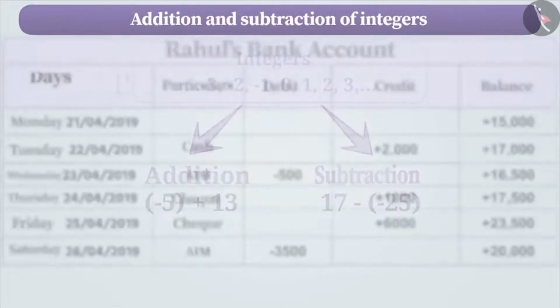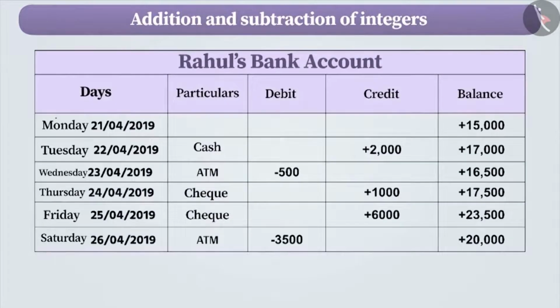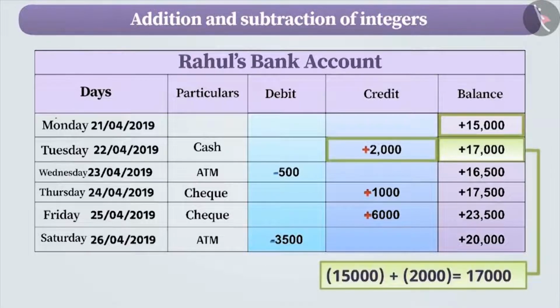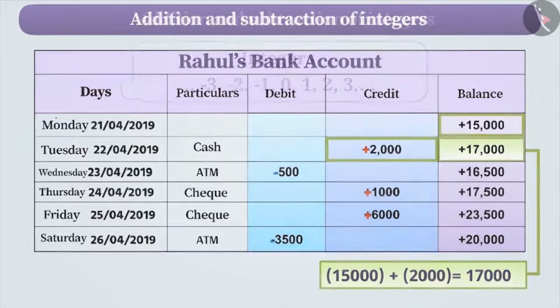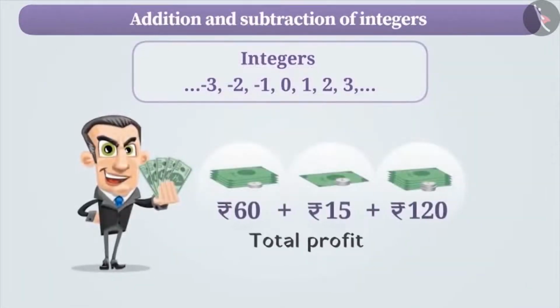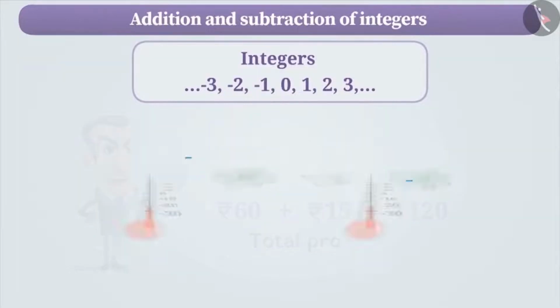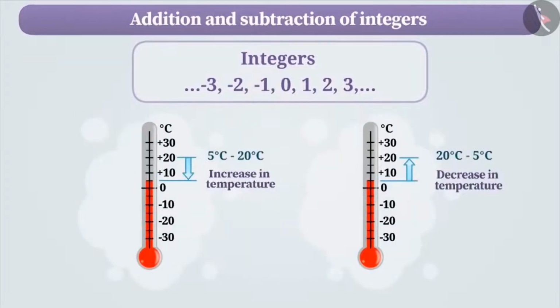For example, look at Rahul's bank account. Here, amount credited is expressed with a positive sign and amount debited is expressed with a negative sign. To find the balance, we need to add the balance amount with the debited or credited amount. In this way, addition and subtraction of integers can be used in many situations, like finding the total profit, recording the increase or decrease in temperature, etc.